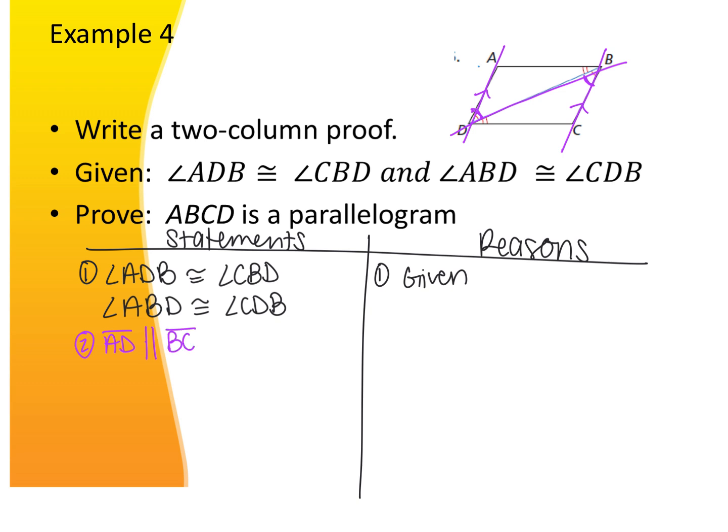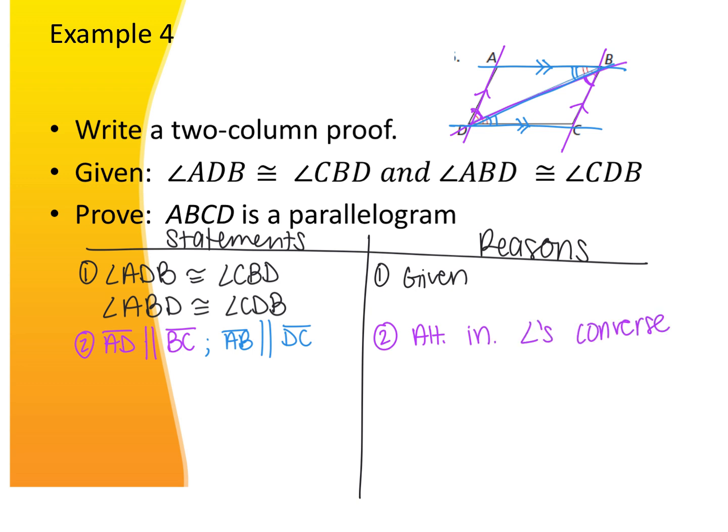I could also look at it this way too. I have parallel lines cut by a transversal. So that's making these lines parallel. So again, I can also say AB is parallel to DC. And how do I know that? It's because of alternate interior angles converse.